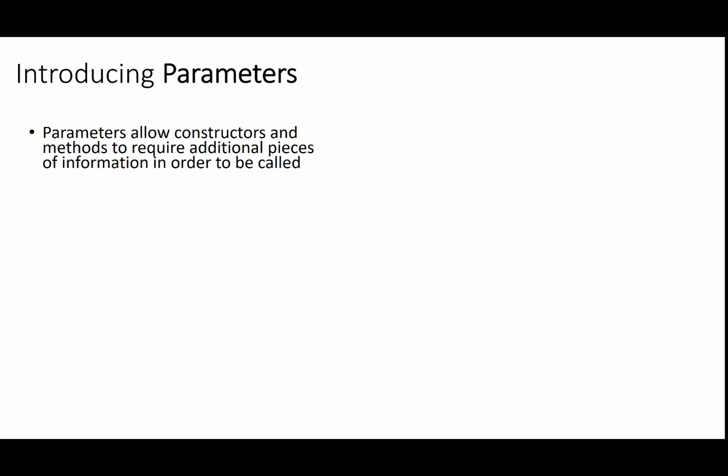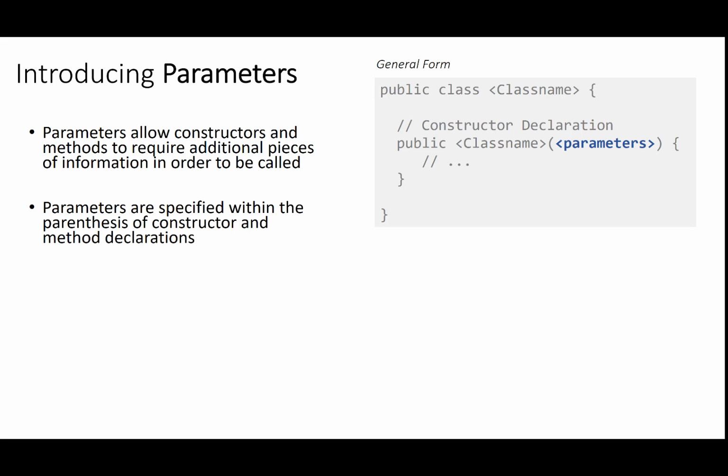In order to do this, we need to learn something called parameters. So parameters are what allow us to make this happen. What a parameter does is it gives us the ability to say, hey, in order to use me, you're going to need to give me some more information. And the way that we specify this in the abstract is between those two parentheses that we've left empty so far. So here's our constructor declaration.